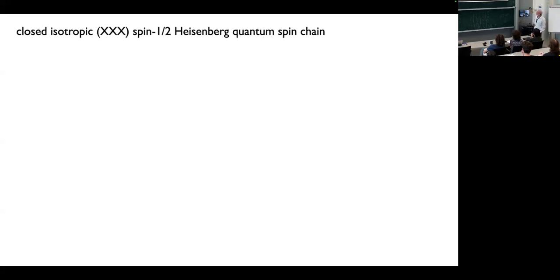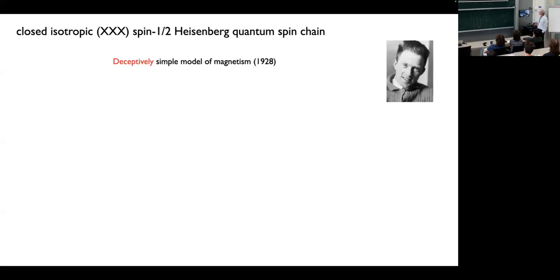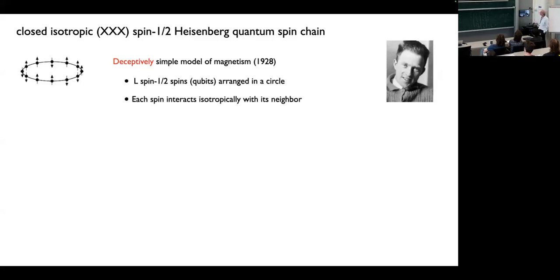So I'm going to focus, for simplicity, on the so-called closed, periodic boundary conditions, isotropic, so SU(2) invariant, XXX spin-1/2 Heisenberg quantum spin chain. This is a deceptively simple model of magnetism put forward by Heisenberg at the dawn of quantum mechanics. The idea is you have L spin-1/2 spins, or qubits, arranged in a circle, and each spin interacts isotropically with its nearest neighbor. And this is the Hamiltonian.